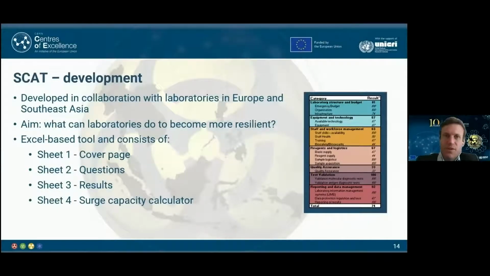Surge Capacity Assessment Tool and its development. So we developed it in a collaboration with laboratories in Europe and in Southeast Asia. And the aim of this tool is, what can laboratories do to become more resilient? There are supply chain problems, but this can be a problem on so many levels outside the influence of a laboratory. But what can a laboratory do itself to become more resilient? And that is, for example, that if you have your critical consumables, that you have your favorite supplier, but also a list of alternative suppliers, and that you already have identified those alternative suppliers when there is no crisis scenario in your laboratory.